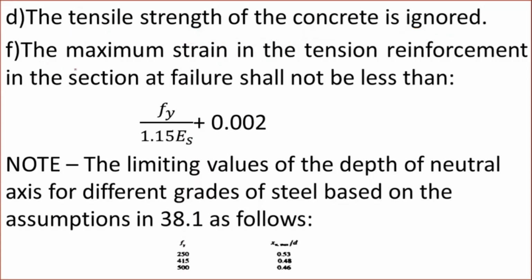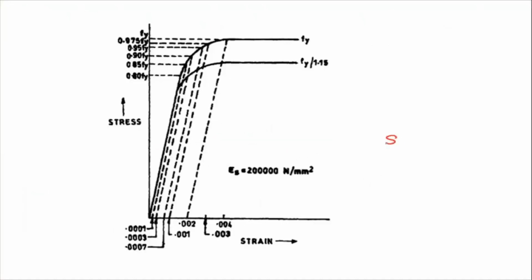Next, the maximum strain in the tension reinforcement in the section at failure shall not be less than fy by 1.15 Es plus 0.002. Let us see what that is. This is the stress strain curve of the steel. In order to get the yield stress, we have drawn an offset at the strain of 0.002. Whatever stress is obtained at this point, we have taken as the yield stress.